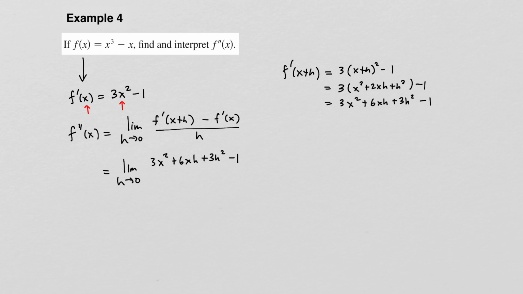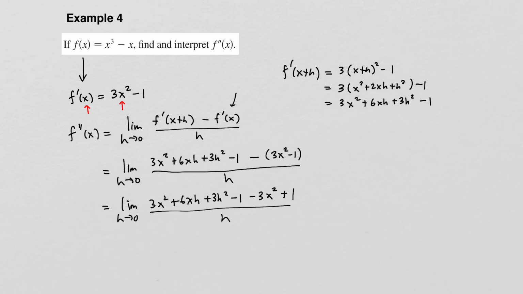So there is f prime of x plus h minus, now we have f prime of x, which of course is 3x squared minus 1. Again, make sure you put that in parentheses, all divided by h. And then we'll distribute the negative here. And after we distribute this negative, now we will look to cancel like terms.